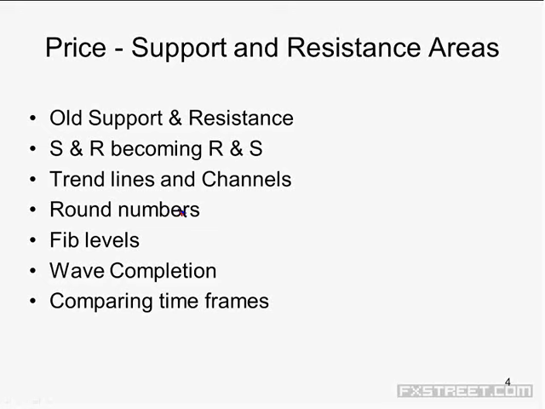It retreats down to the bottom, and it then just bounces off a lower trend line, or indeed a channel. Round numbers, all important, particularly things like cable, things like the euro, bounce off the main decade and century numbers, fib levels, all important, wave completion, and of course you don't want to do this in isolation. You need to look at other time frames as well.